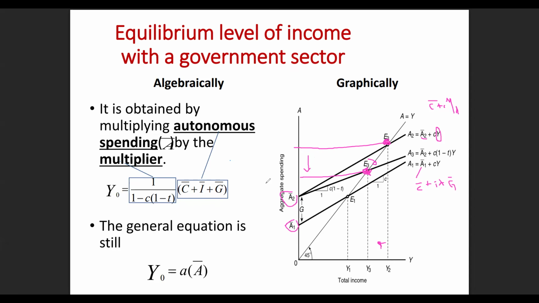And to calculate your equilibrium income, you just use the multiplier. You calculate it by saying 1 divided by 1 minus C times 1 minus T, times your autonomous aggregate expenditure. Now you add all the autonomous components of spending, which is autonomous consumption, autonomous investment, and autonomous government expenditure as well.